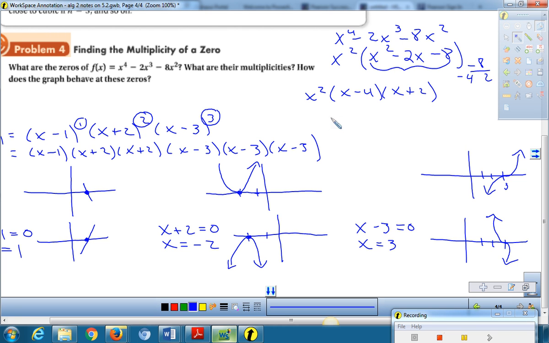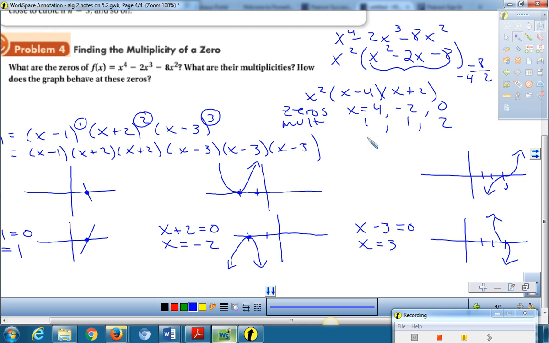Okay? And then what are my zeros? X equals 4, negative 2, and 0. You have to set that x squared equal to 0 as well. Okay, so those are my zeros. And the multiplicities. So at x equals 4, what's the multiplicity on that one? 1. Negative 2? 1. And 0 is 2.